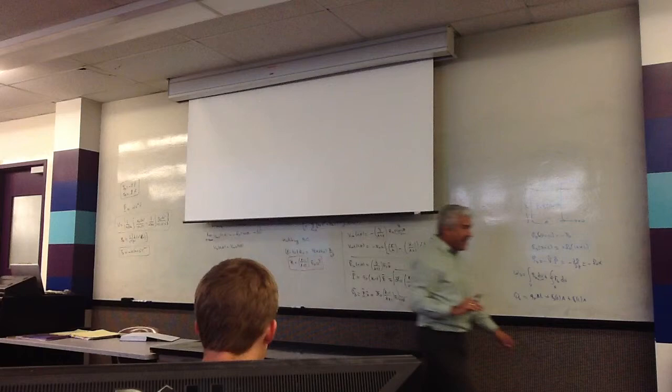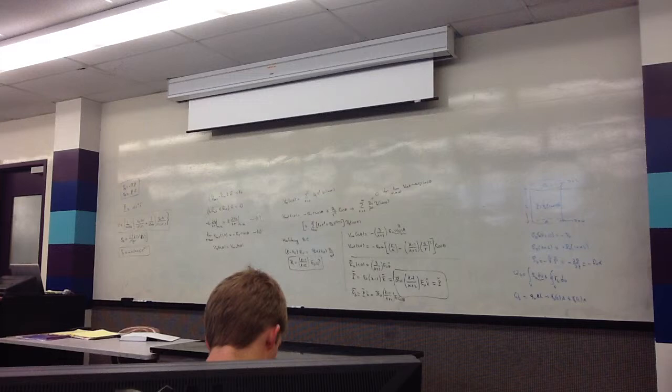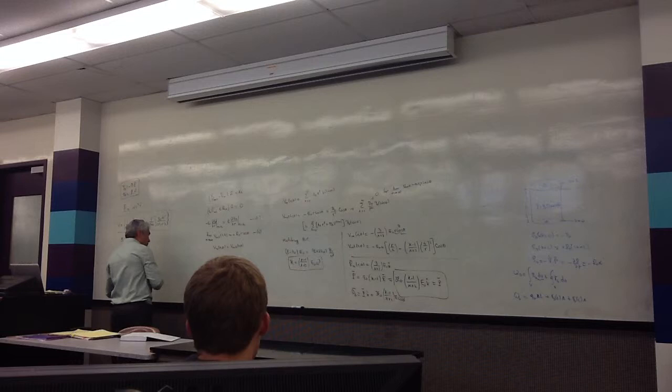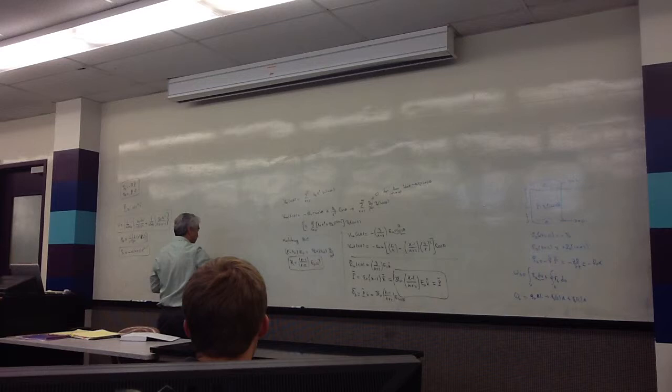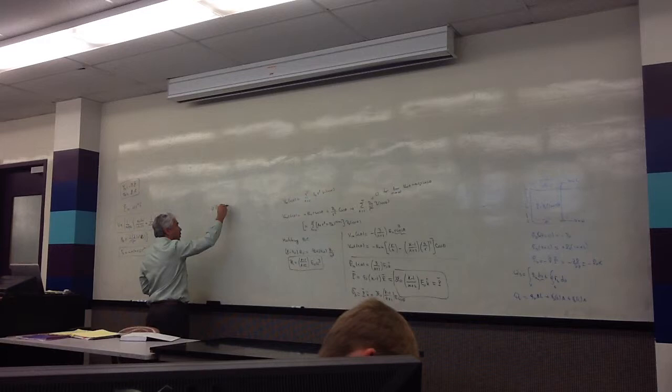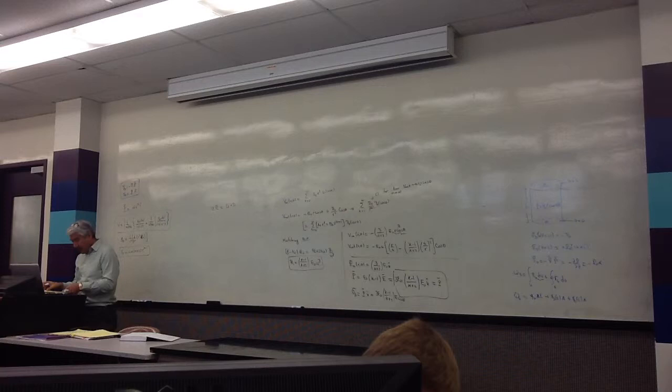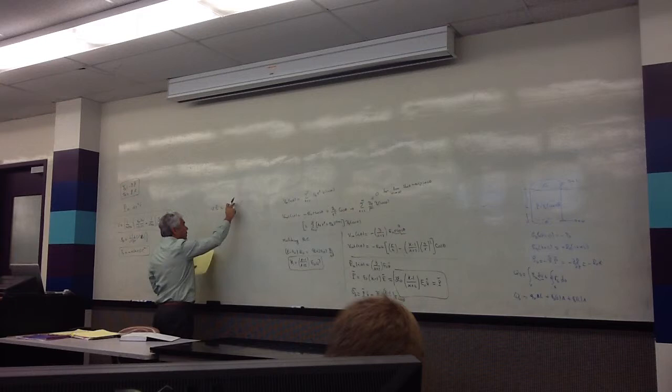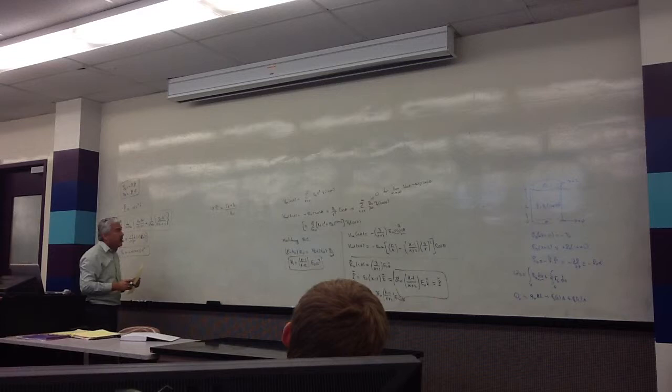The divergence of E is rho total. So del dot E is equal to rho total, which is rho bound plus rho free, over epsilon zero. Rho free is not there, so this has to be equal to the rho bound over epsilon zero.